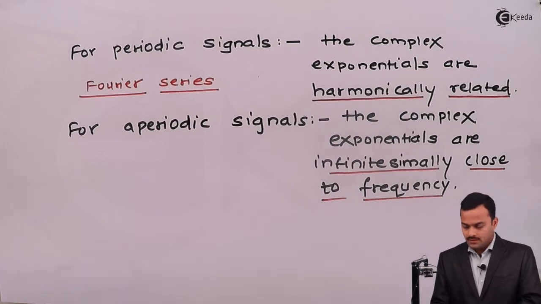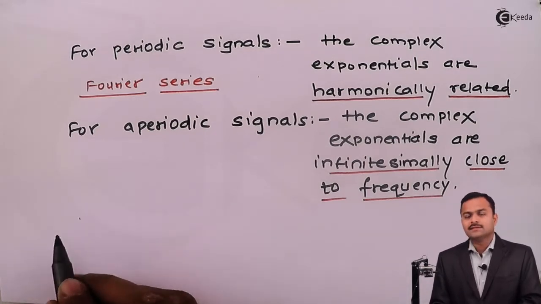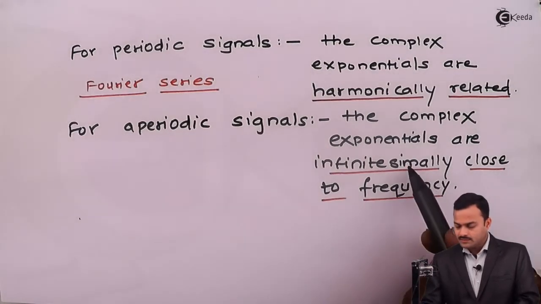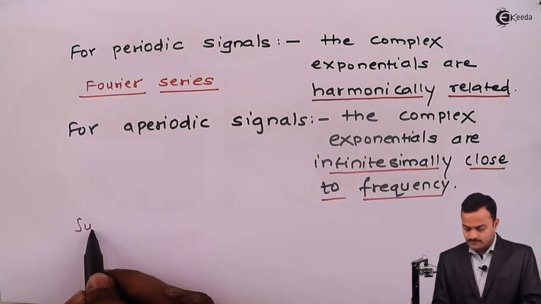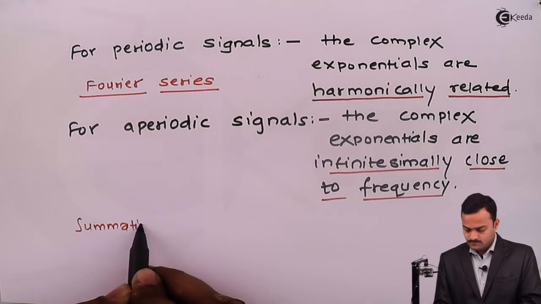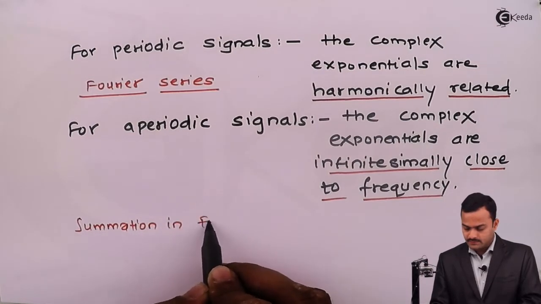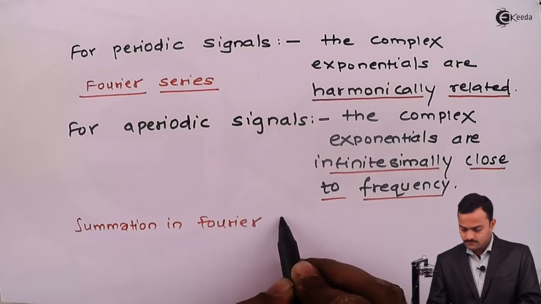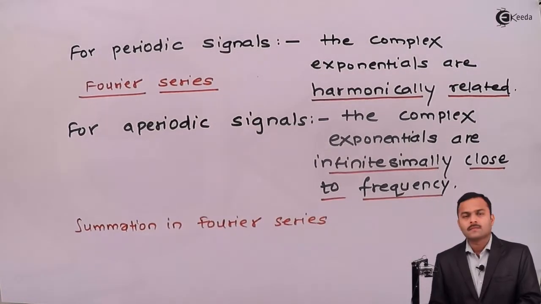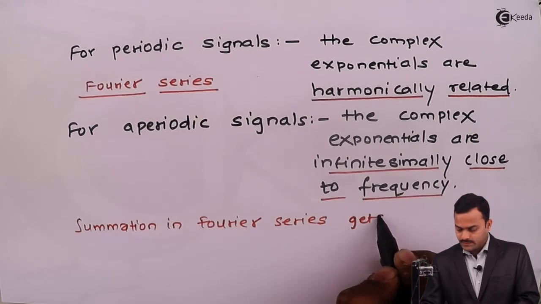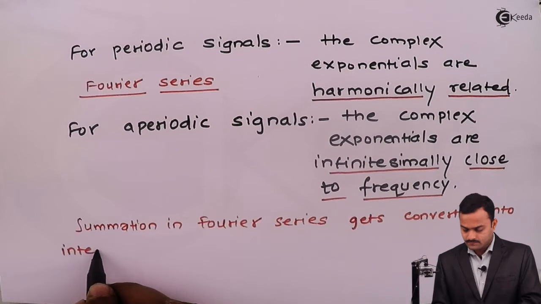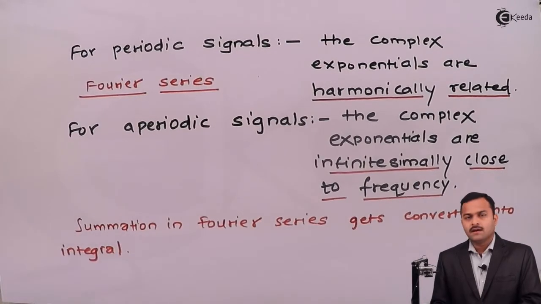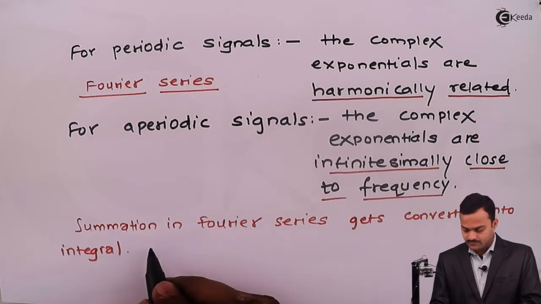So what is the problem? In the Fourier series we have a summation, but because the exponentials are infinitesimally close in frequency, that summation in the Fourier series gets converted into an integral, and that integral is called the Fourier transform.